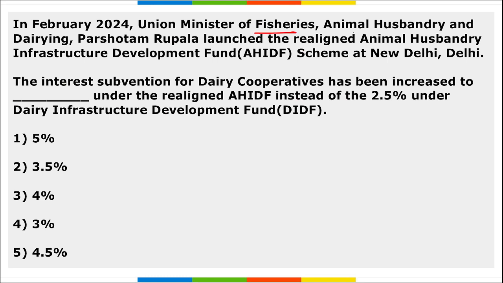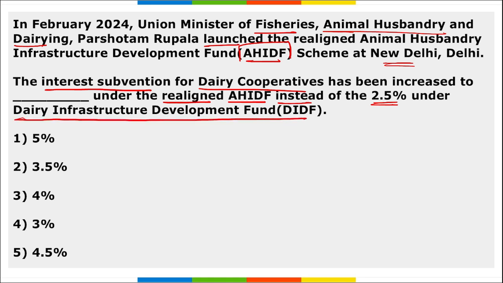Next, Union Minister of Fisheries, Animal Husbandry and Dairying Purushottam Rupala launched AHIDF scheme at New Delhi. The interest subvention for dairy cooperatives has been increased to dash under the realigned AHIDF instead of 2.5% under the Dairy Infrastructure Development Fund. So this interest subvention for these dairy cooperatives has been increased to 3%. Right? Then remember, the scheme will encourage the investment in dairy-based processing and diversification, animal feed plant, breed multiplication farms, and so on.